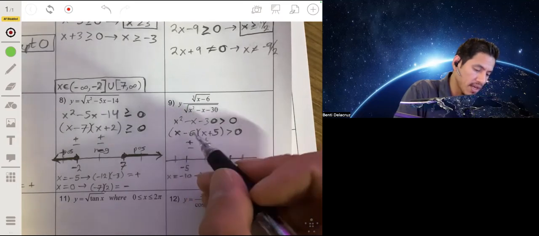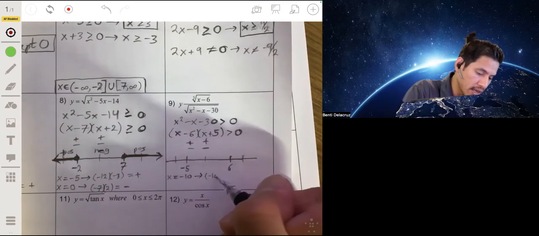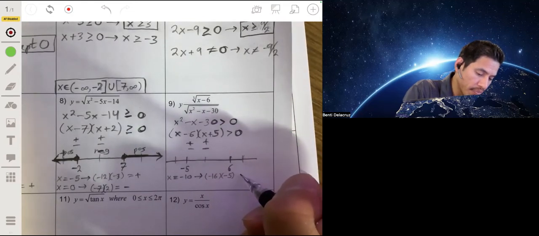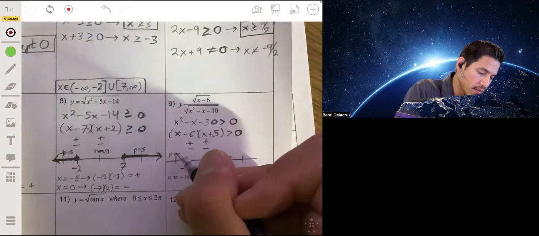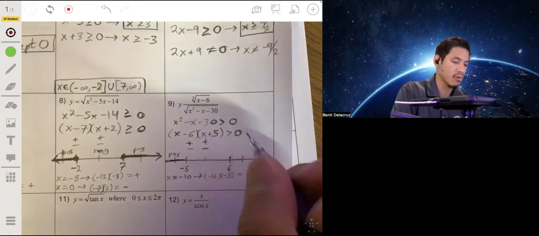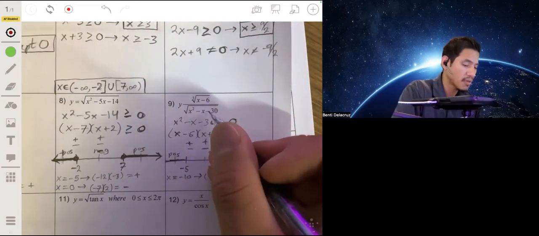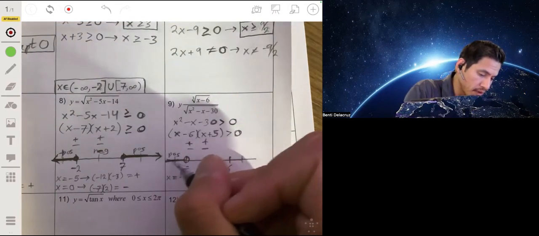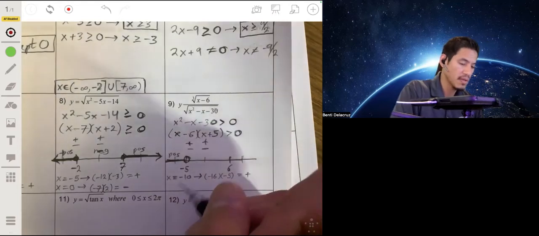If we put -10 into here, we would get -16 times a -5, and that will be a positive number. That's all good, so we want that. So this will be part of our domain. Now, since this number can't be 0, we're going to have an open circle here. We're not going to include -5.